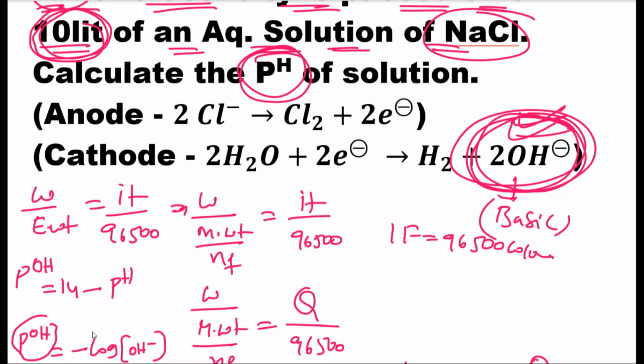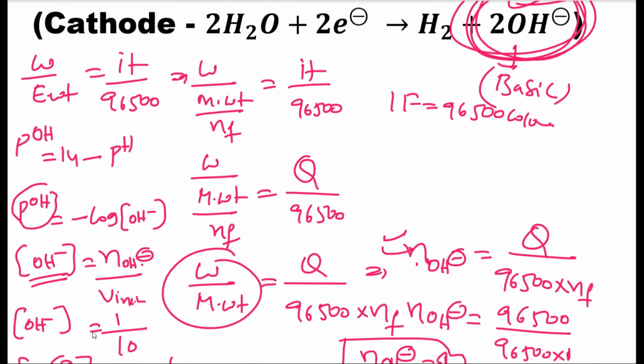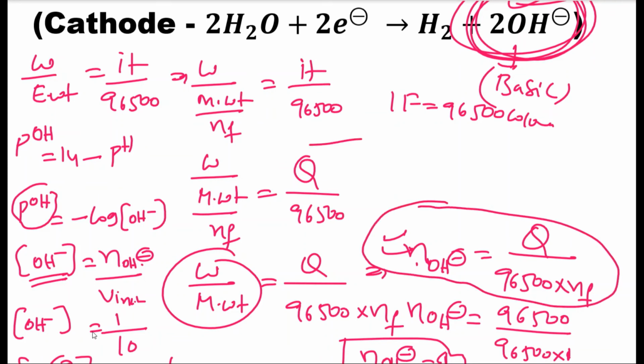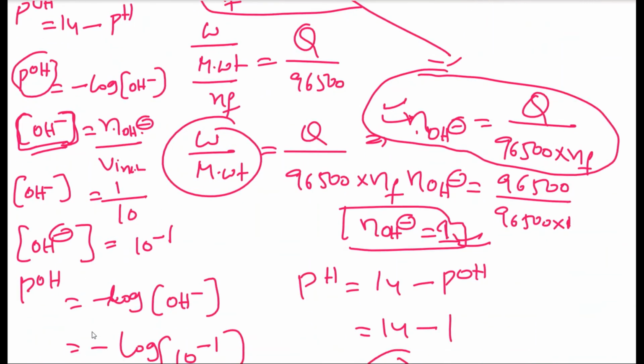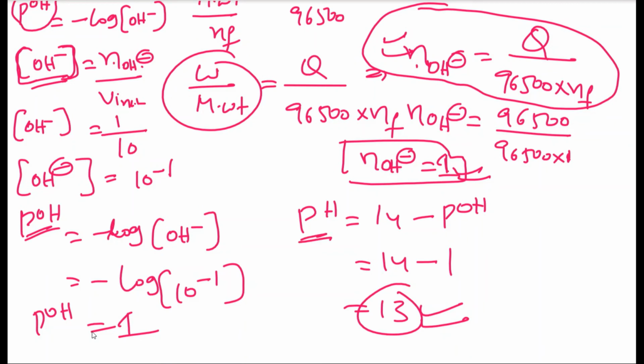Here you just observe the problem. Very simple. First we calculated the number of moles using this combination formula only. After that you substituted here, then you get the concentration of OH minus. After getting the concentration of OH minus, you find POH. Then you find pH. Hope you understand. Very easy and simple problem.